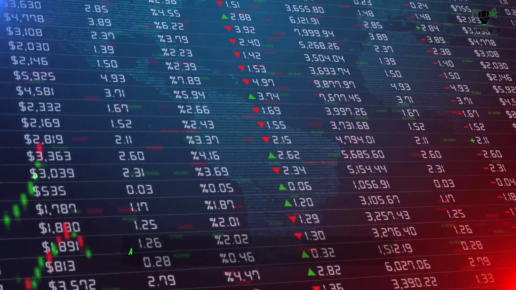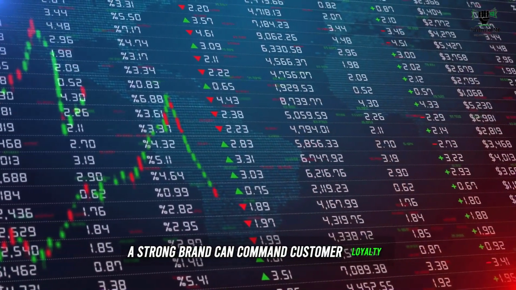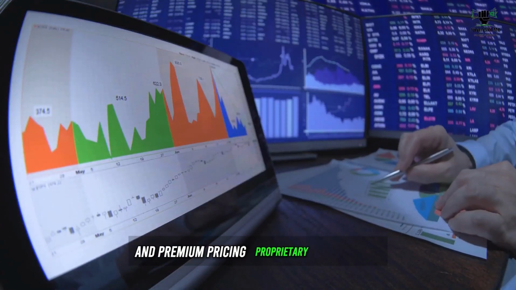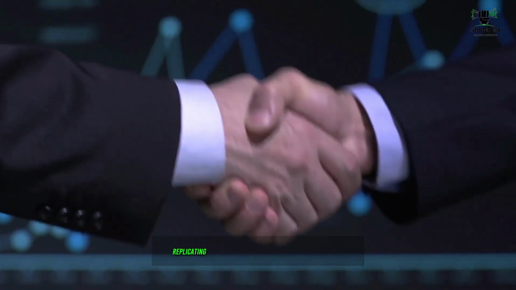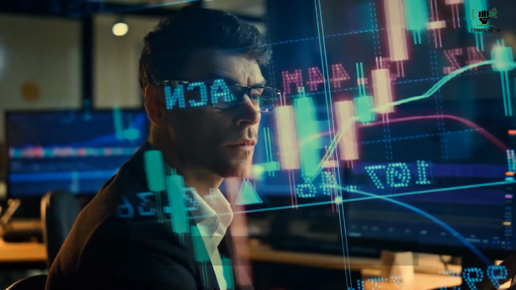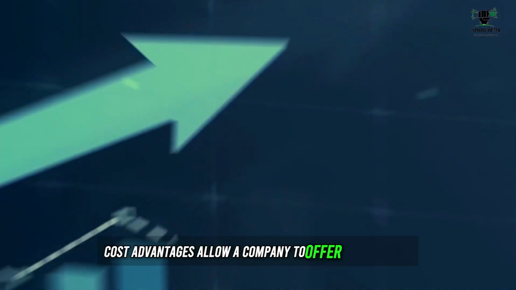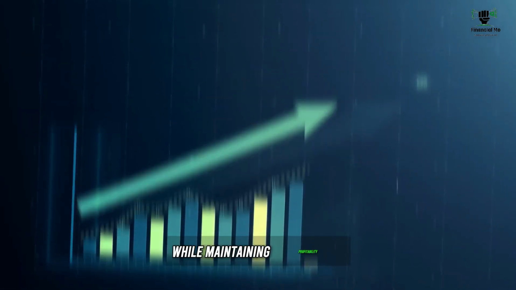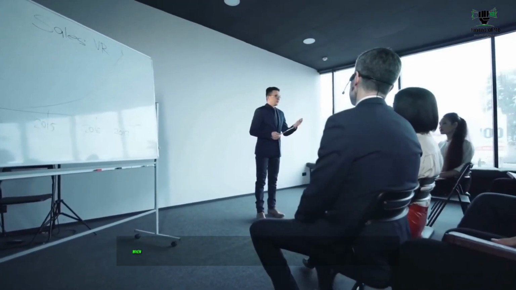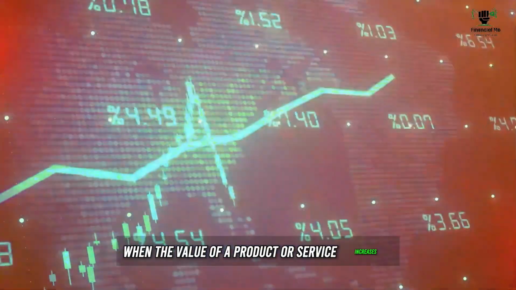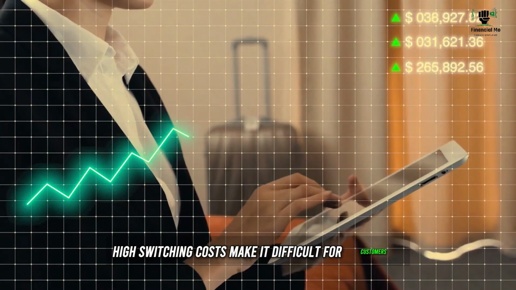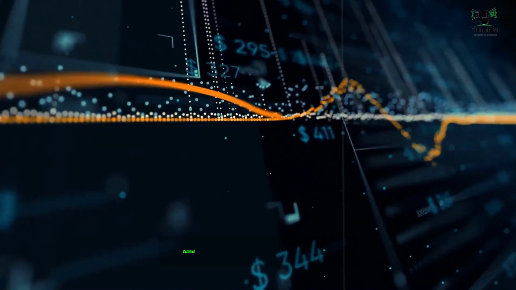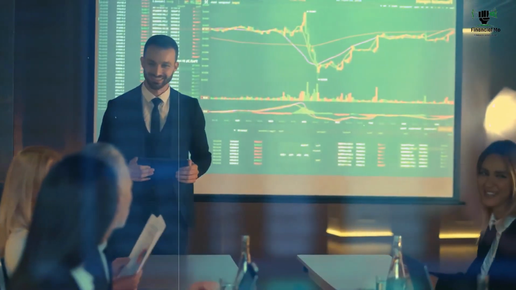For instance, a strong brand can command customer loyalty and premium pricing. Proprietary technology or patents can protect a company from competitors replicating its products or services. Cost advantages allow a company to offer lower prices while maintaining profitability. Network effects occur when the value of a product or service increases as more people use it, creating a barrier for new entrants. High switching costs make it difficult for customers to switch to competitors, ensuring a stable revenue stream.